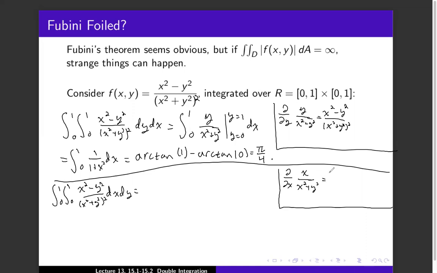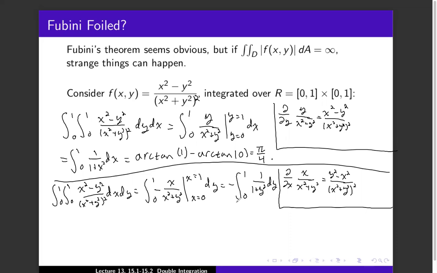A similar story: this is going to become y squared minus x squared over x squared plus y squared, squared. So this becomes the integral from 0 to 1 of, now that's x squared minus y squared, this is y squared minus x squared, so it's going to be negative x over x squared plus y squared, integrated from x equals 0 to x equals 1 dy. Or in other words, negative integral from 0 to 1 of 1 over 1 plus y squared dy. And if you do that integral, it's going to be negative arctan 1 plus arctan 0, not that arctan 0 matters, that's 0, which is negative pi over 4.